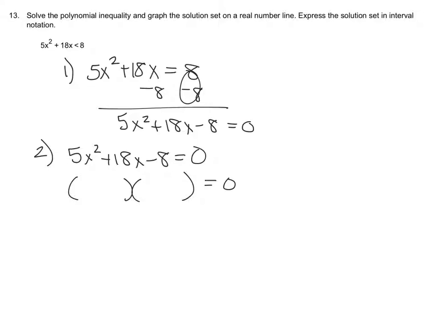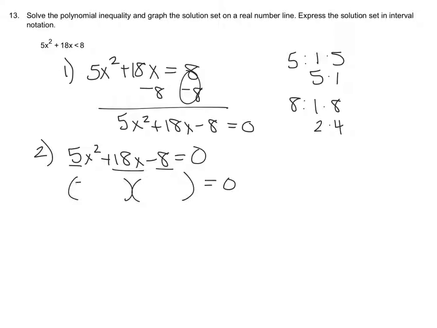Remember, to figure out what goes first in each parenthesis, we're going to look at the 5. The factors of 5 are 1 times 5 and 5 times 1. Next, we'll look at the factors of the constant term, which is 8. So that's 1 times 8 and 2 times 4. Now we want to pick a combination of pairs that when added or subtracted give us the 18x in the middle term.